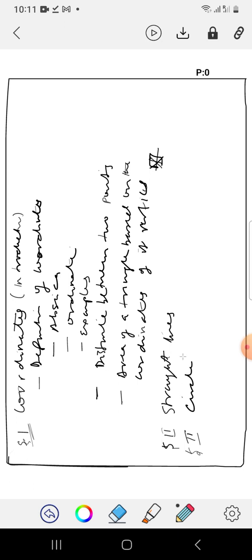So we study circles in terms of the coordinates. Then lastly, chapter 4. We shall be looking at what we call the conic section.